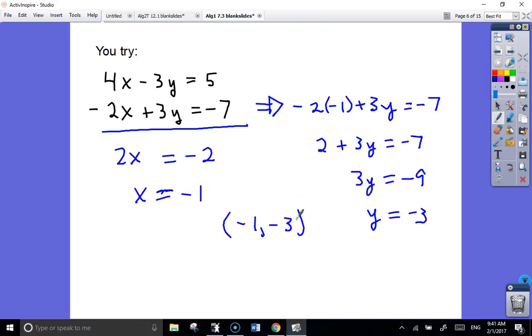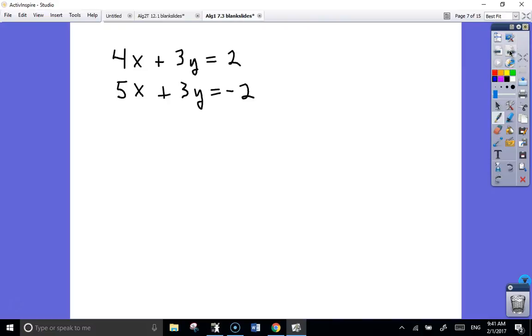Yeah, if that's what it takes to cancel a variable, then you add. Okay, now in a problem like this, would it work for me to add these two and cancel a variable? No, because they have the same sign, so I got to subtract. So you got to do what's appropriate for the problem. In this case, we're going to have to subtract one line minus the other to cancel the y's.